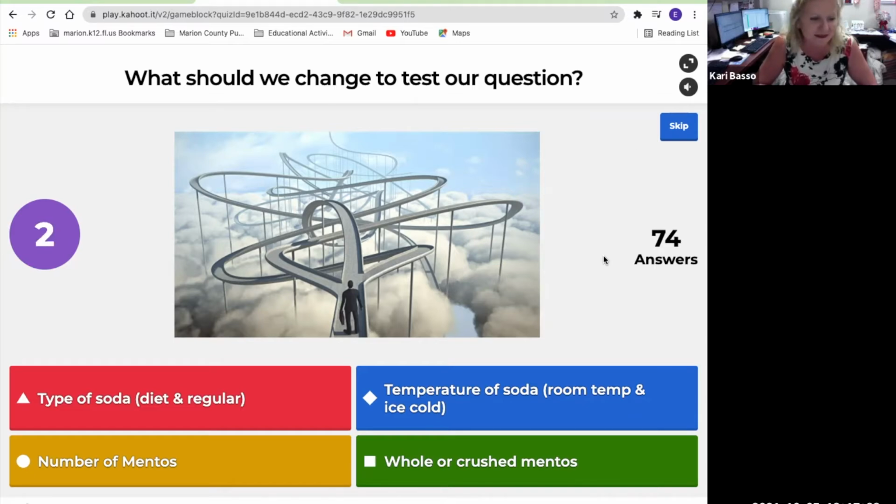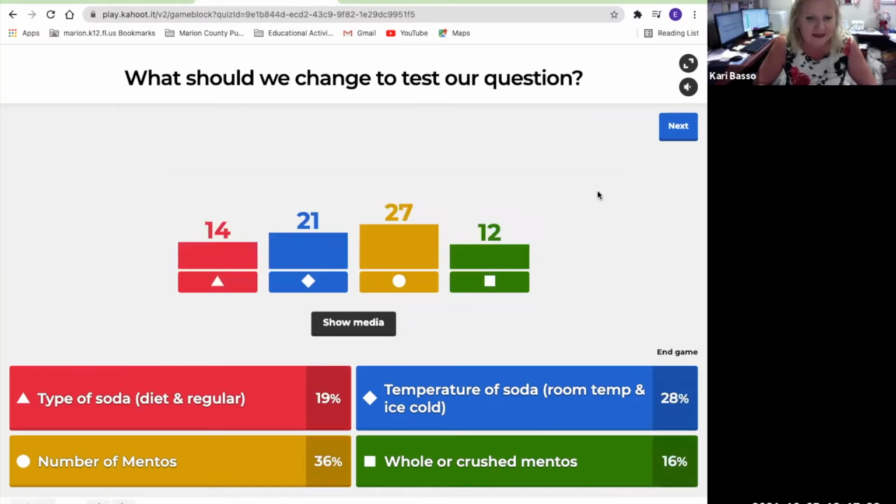One more second. All right. Ooh, this was a close one. So 27 voted to test the number of Mentos, and then 21 voted the temperature. That's a good one too. So we are going to pick one kind of soda, and we are going to test the number of Mentos to see how that impacts the height of the geyser. Are you ready, Alan?